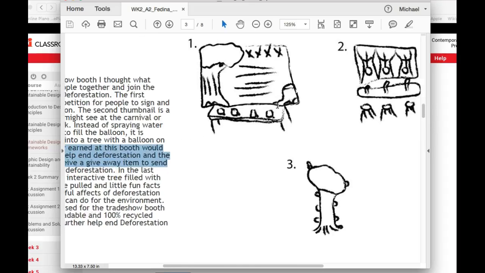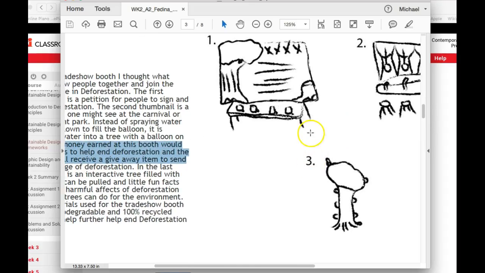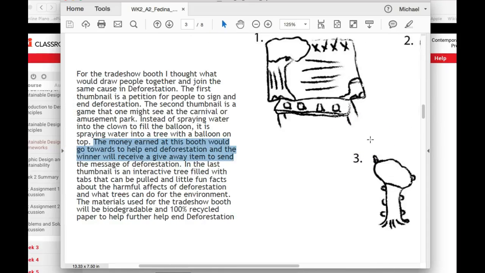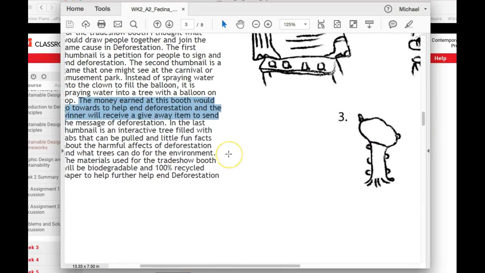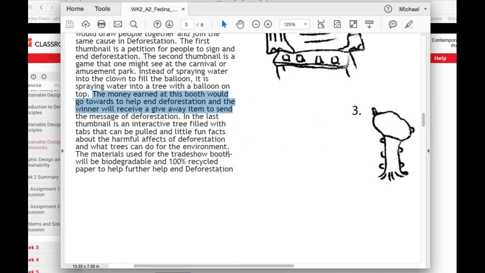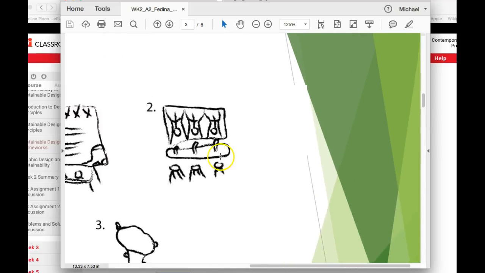As a matter of fact, you're going to be giving giveaways anyways. I think anybody that goes to a trade show booth on deforestation and participates in a game where you water a tree is going to understand that it's not anything that's super competitive. Okay, so this is fabulous. And then the last thumbnail is an interactive tree filled with tabs that can be pulled off, little fun facts about the harmful effects of deforestation. Really fabulous thinking there.